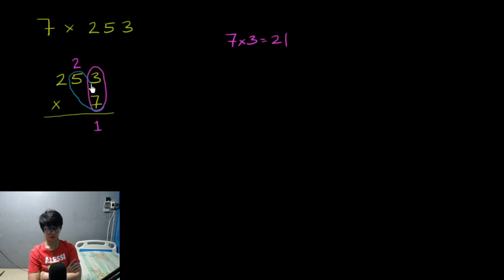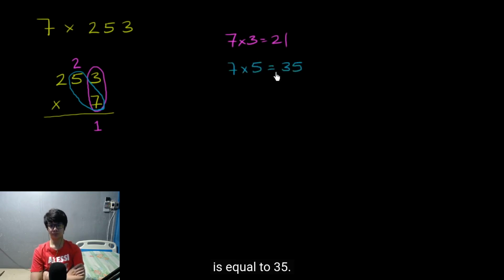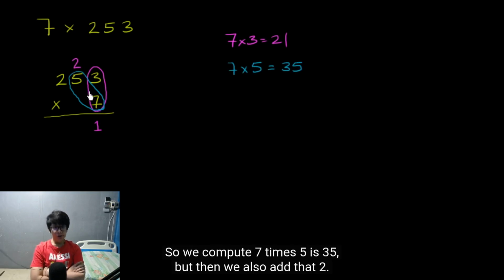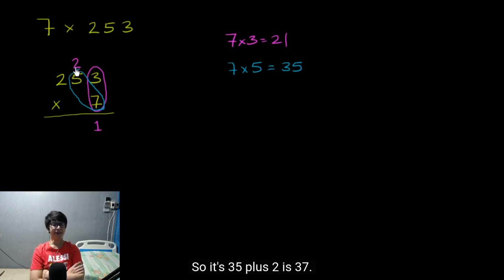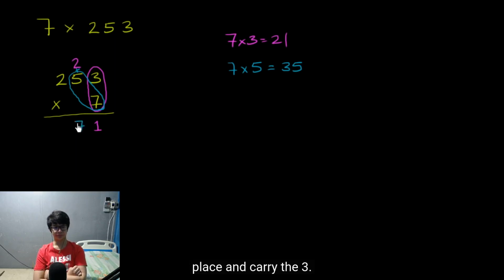Now I want to figure out what 7 times 5 is. We know from our multiplication tables that 7 times 5 is equal to 35. Now, we can't just somehow put the 35 down here. We still have to deal with this 2 that we carried. So we compute 7 times 5 is 35, but then we also add that 2. So 35 plus 2 is 37. Now, we write the 7 right over here in the tens place and carry the 3.